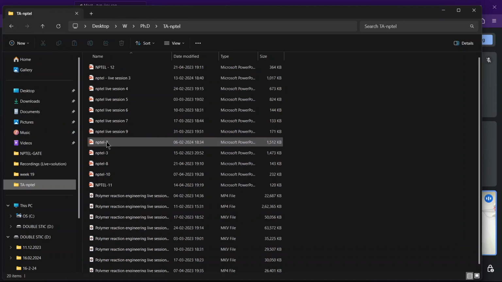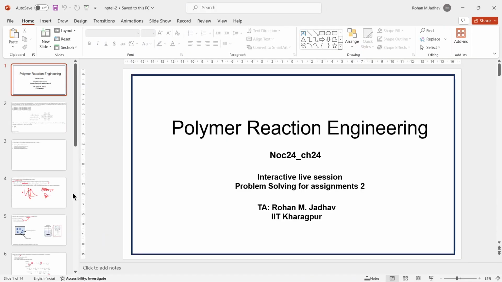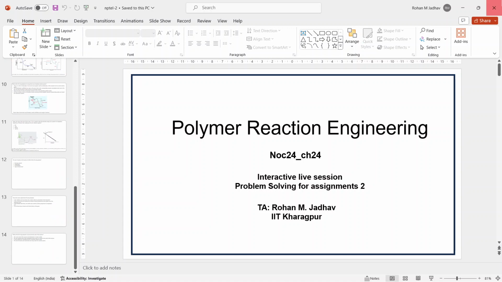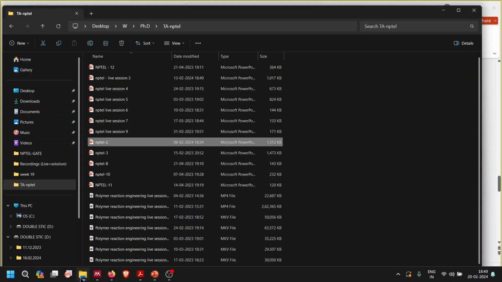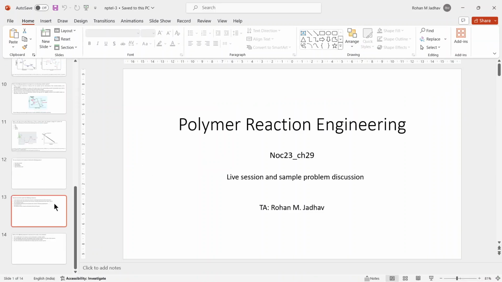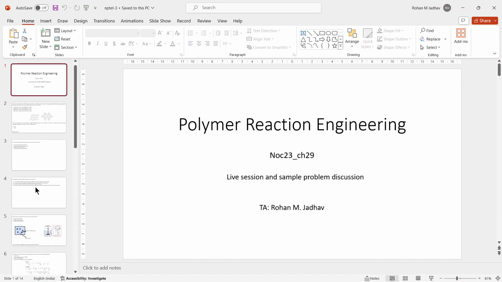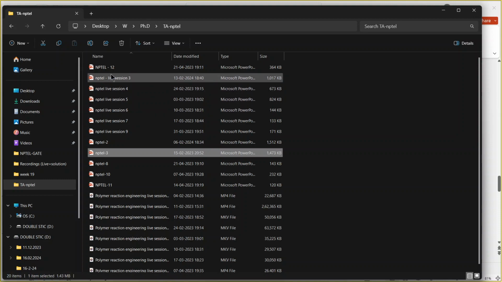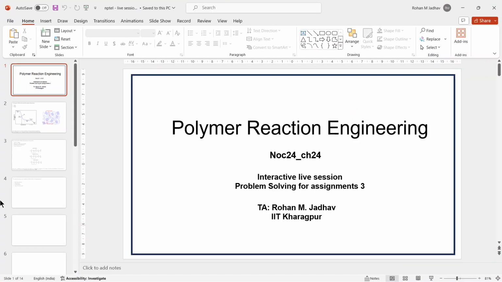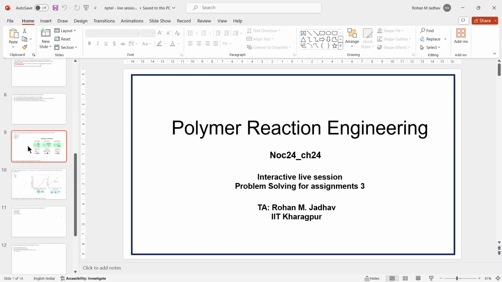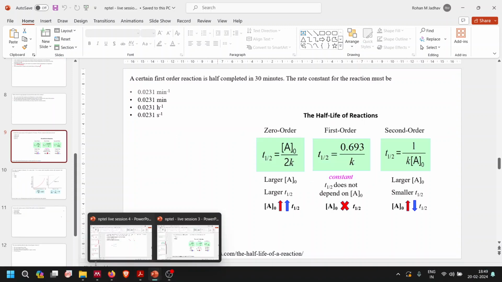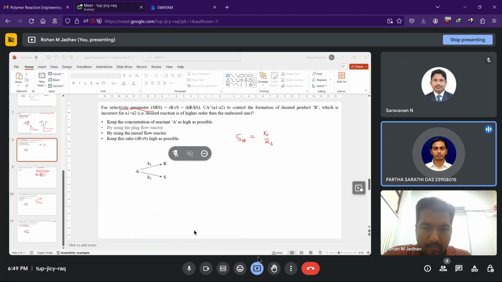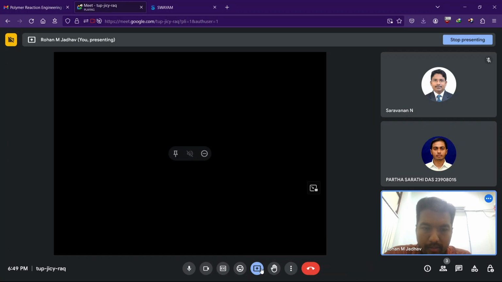Yeah, I can answer that one. One second, I'll just open that lecture itself. T half is giving C_A naught to the power 1 minus n, within bracket 0.5 to the power 1 minus n minus 1 whole bracket, divided by n minus 1 into k. This is the derived kinetic expression for nth order reaction at half life. One second, I'll just present it.